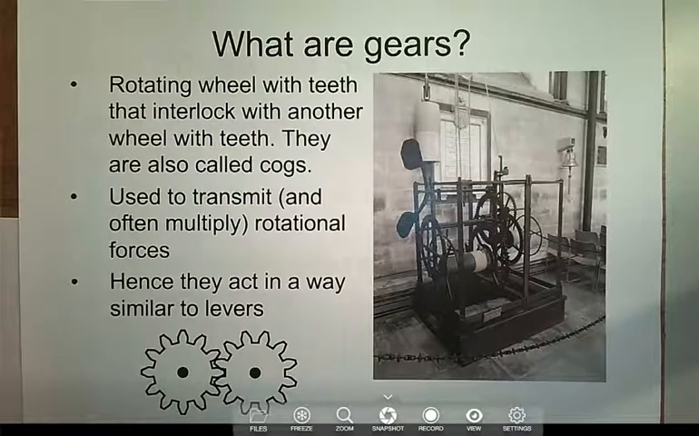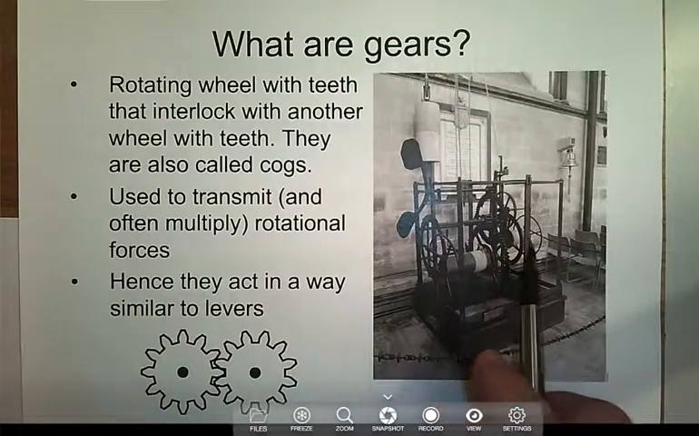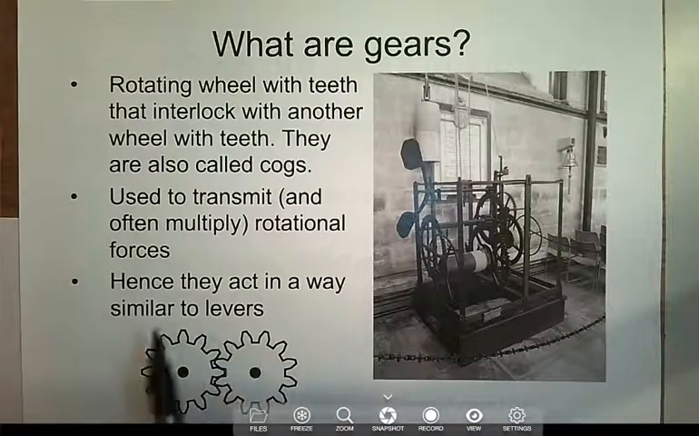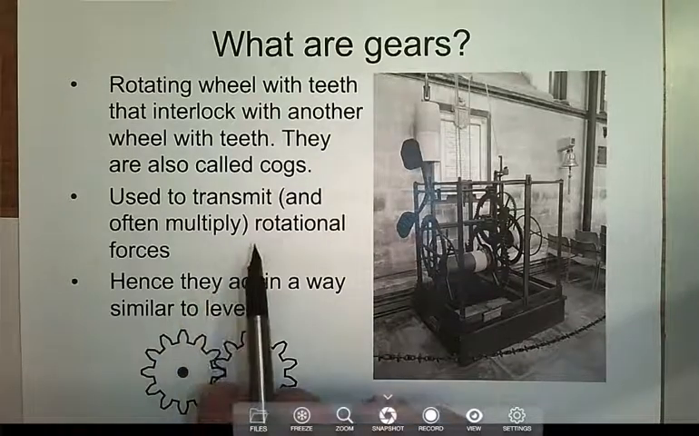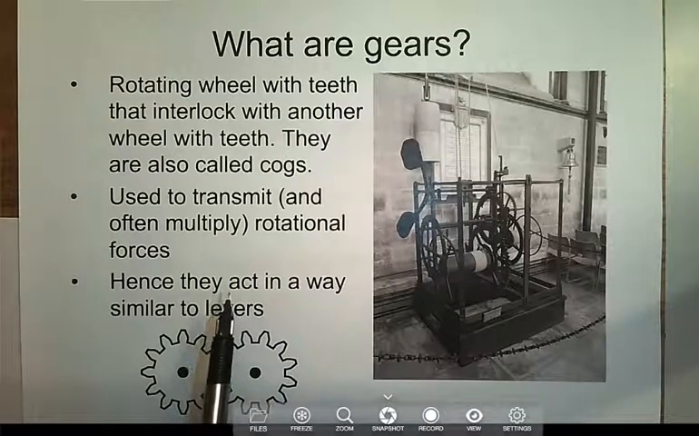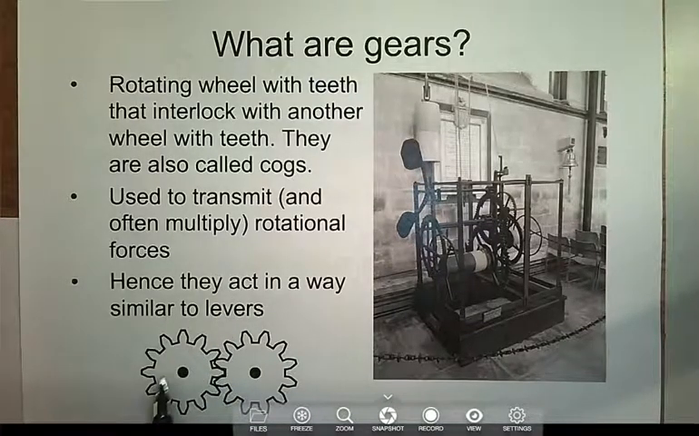This picture is of a Victorian lift that uses interconnecting gears to change one small motion into a larger motion. So, they're used to multiply, change, or divide up rotational forces. That's forces in a circle. So you can think of them as similar to levers, but in the rotational sense.